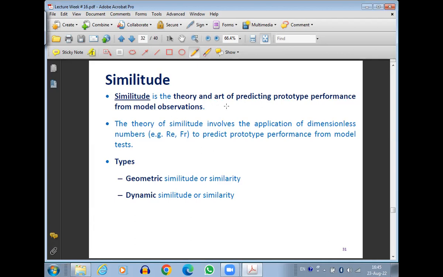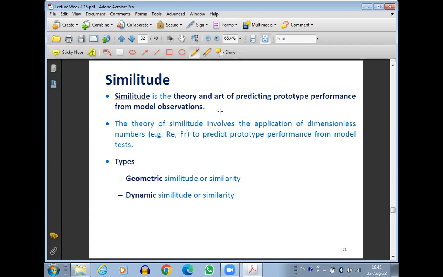Similitude is a theory and art of predicting prototype performance. Prototype is the real thing, the real full-scale device that you have designed and make. So you are predicting the prototype performance; you have not made the prototype yet. The prototype is going to be very expensive. So you have made a small-scale model, and you want to predict how your prototype is going to perform based on your model observation, because you are going to do the testing on your model. You're not going to test the prototype.